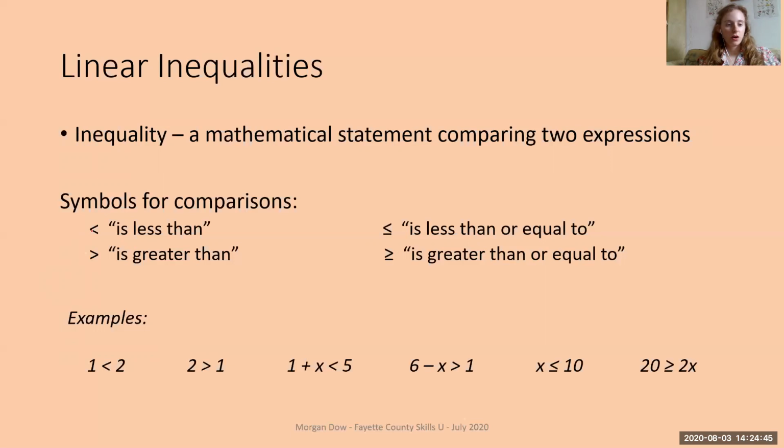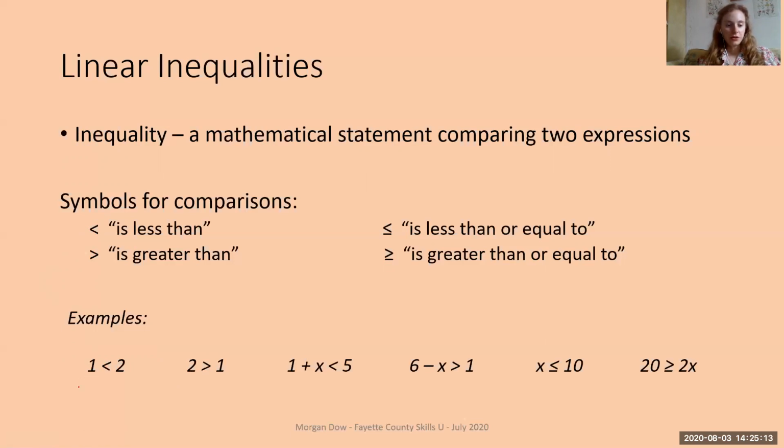And those 4 symbols are on the page here. So we have is less than, we have is greater than, we have is less than or equal to, and we have is greater than or equal to. So those are our 4 symbols that we're going to be focusing on for inequalities. And I have some examples down at the bottom of the page here. Some of these examples are just using regular old numbers. Some of them include some variables in there for some algebraic expressions.